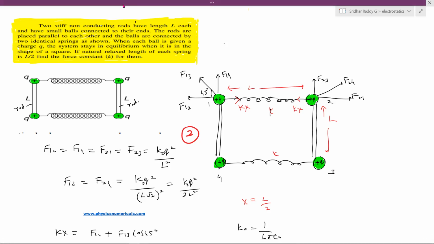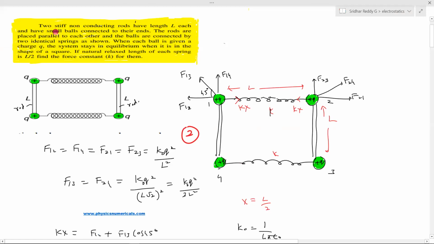Let me take this one here. Two stiff non-conducting rods have length L. Okay, these are the rods. Each has small balls connected to its ends. These are the small balls.